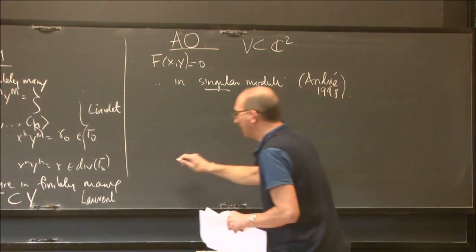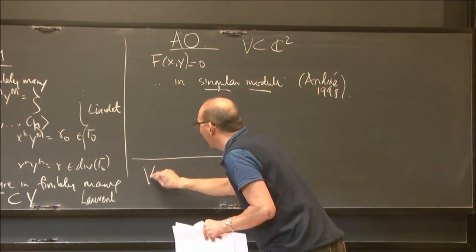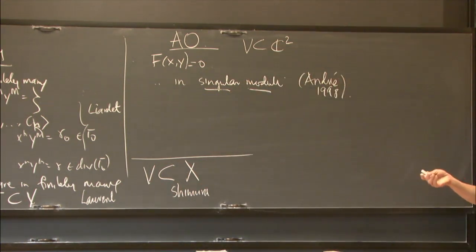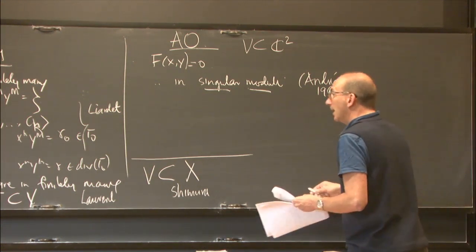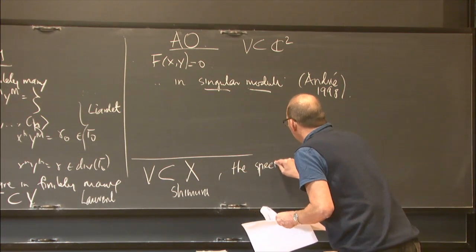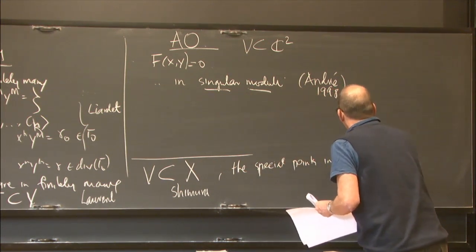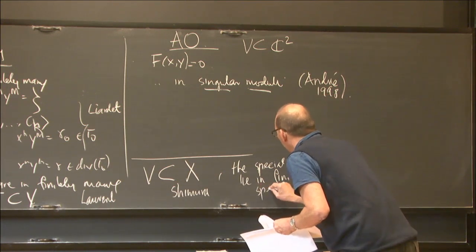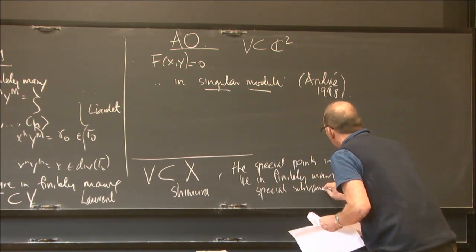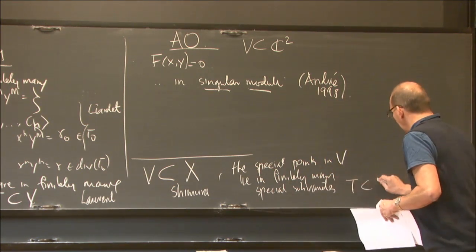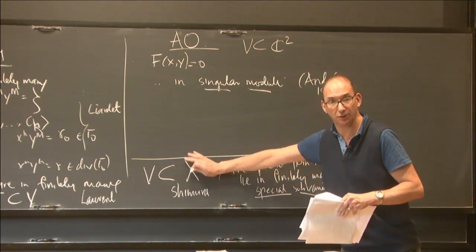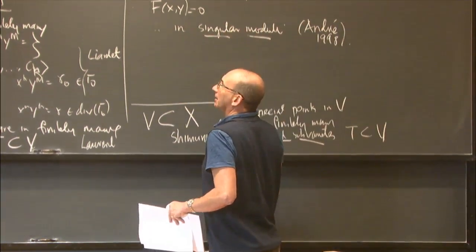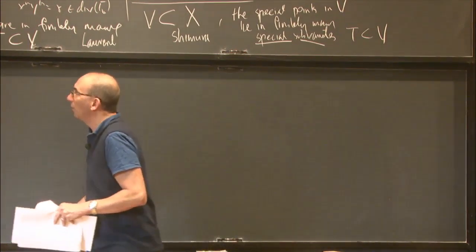Well, you have the various analogies, but in the general case, you've got a subvariety V of a Shimura variety X, which could be C to the n, but in general, it's a general Shimura variety. And you have the analogous statement that the special points in V lie in finitely many special subvarieties T contained in V. And these special subvarieties are things associated with the geometric structure of the Shimura variety. So these two statements look very similar, and it's a natural thing to try and put them together, and that is somehow one source of this conjecture.